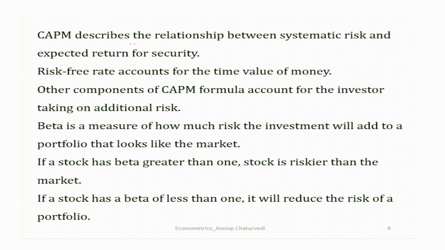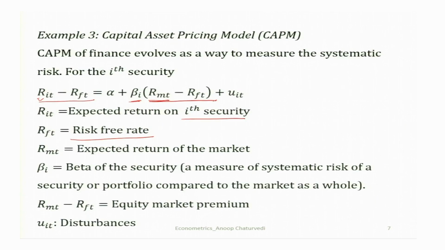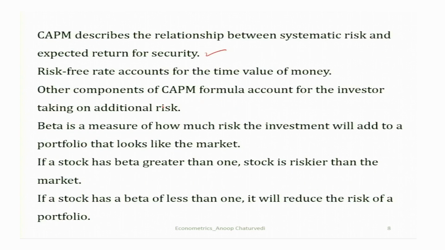Now, CAPM describes the relationship between the systematic risk and the expected return of a particular security. So, this left hand side is the expected return and the right hand side the systematic risk for the security i. Then the risk free rate accounts for the time value of money. So, this is actually the time value of money. Then other components of the CAPM formula account for the investor taking an additional risk.